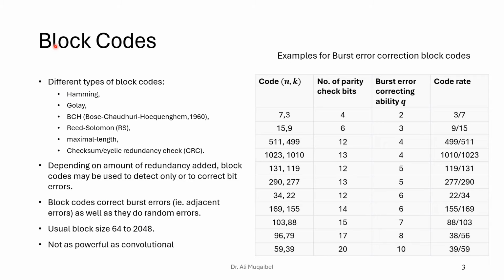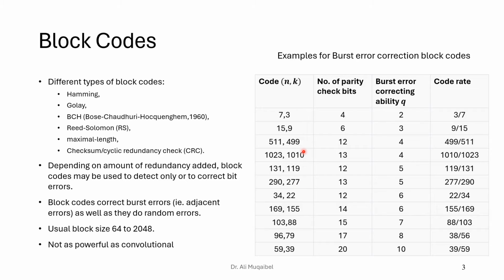Now, in comparison with block codes, we have something called convolutional codes. When it comes to the performance and error, block codes may not be as good, as powerful as convolutional codes, but of course they have their own advantages, being simple.